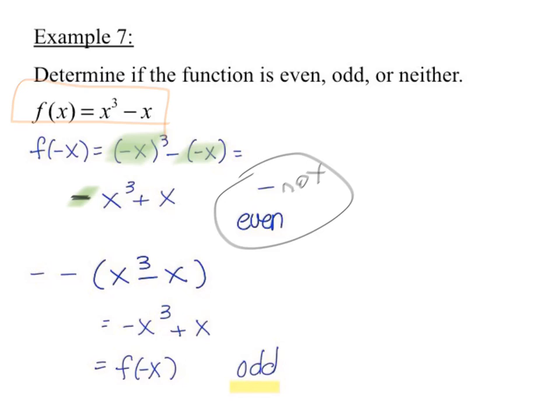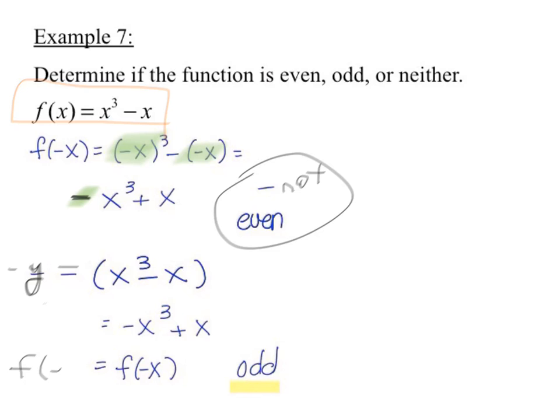Now we're going to replace. This is going to be negative y, negative f of x. So I'm going to write negative y equals, just because I like that better, negative y equals. And, well, for odd we replace both. But we already have the f of negative x. So this is our f of negative x. Negative y is going to be negative x cubed plus x, which does match.